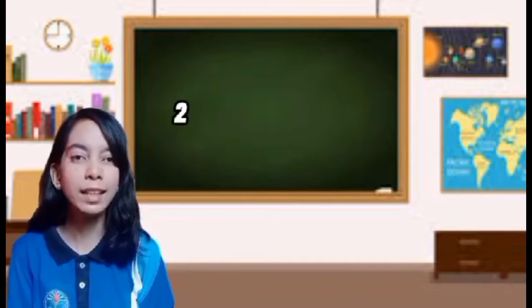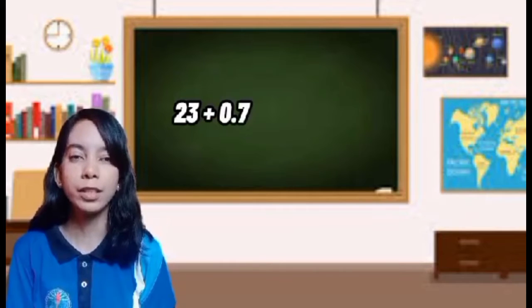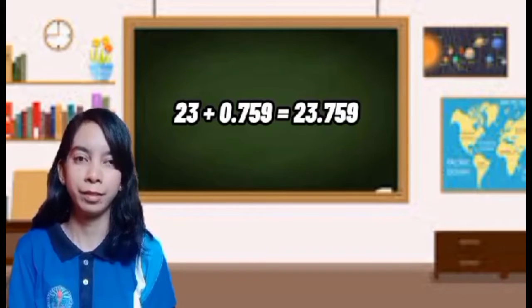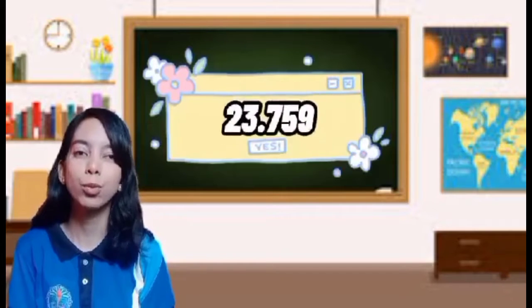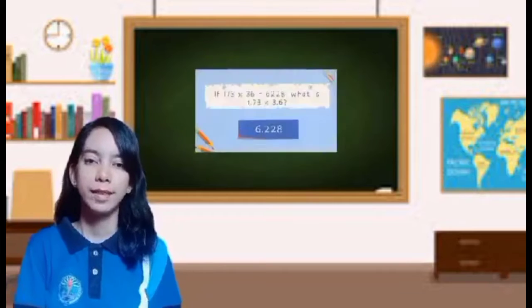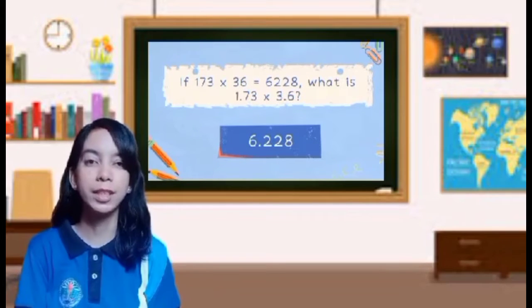So for the final step, we need to add the following answers. So 23 as a whole number plus 0.759 is equals to 23.759. So the answer is 23.759.